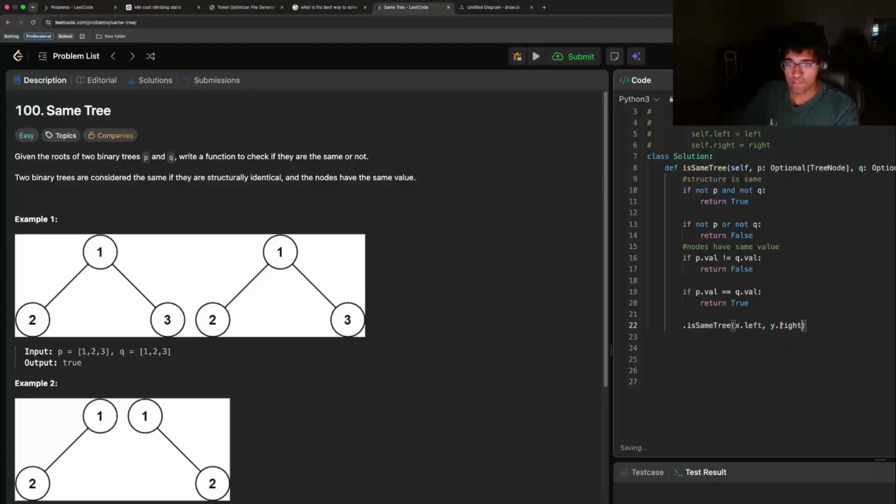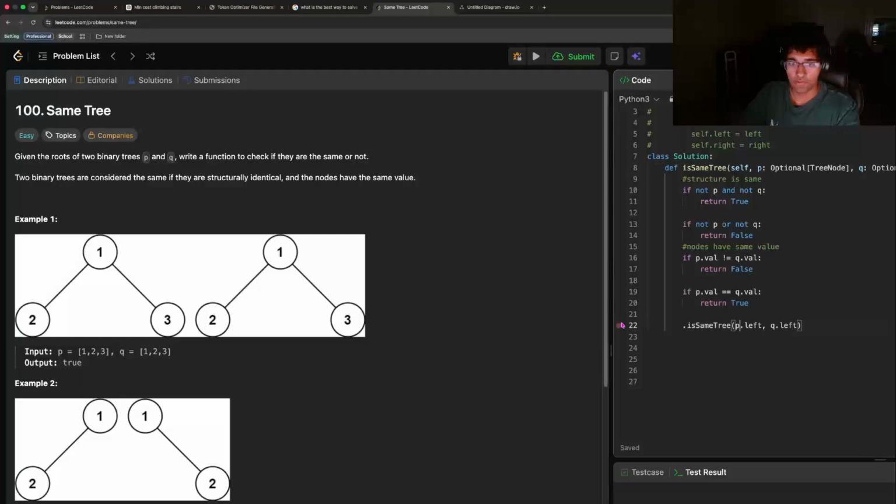Now these x and y are basically just the two different roots, right? So you could do q dot left and p dot right, but we want to first traverse the left of both. So what we're going to do is p dot left. So we're going to first go through q dot left and p dot left. But I guess let me make it like this since it's easier to understand. So this is what you have.